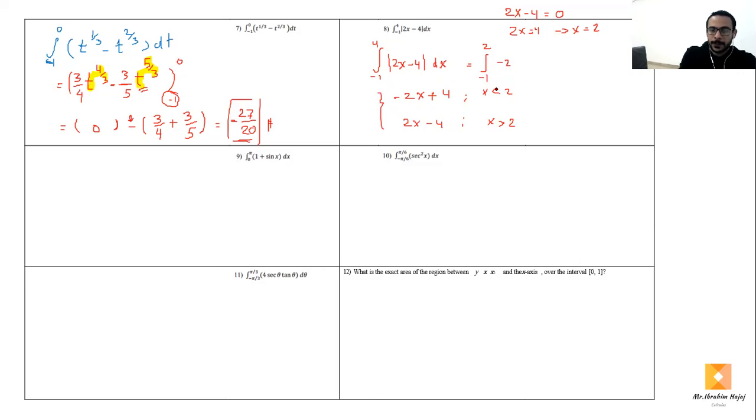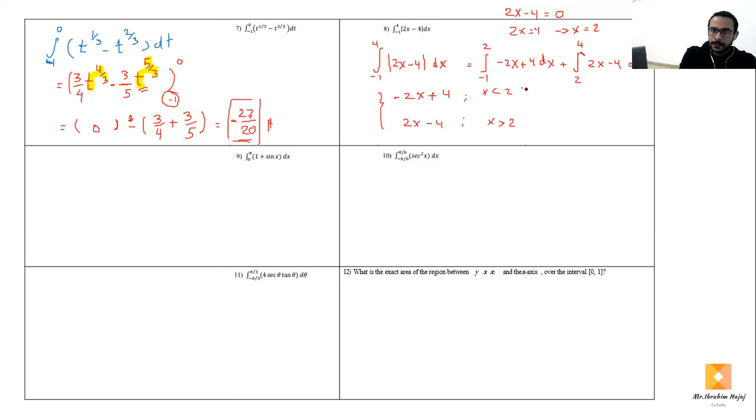We take the branch between negative 1 and 2, to the left of 2, so we take the negative possibility: negative 2x plus 4, and then plus the integral. This is a special case, guys, for absolute value functions. And now from 2 to 4 of 2x minus 4 dx.